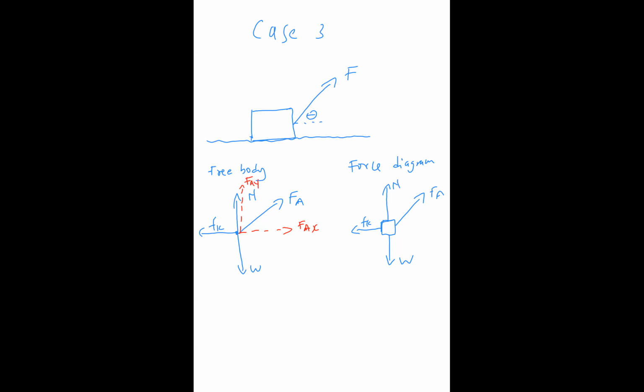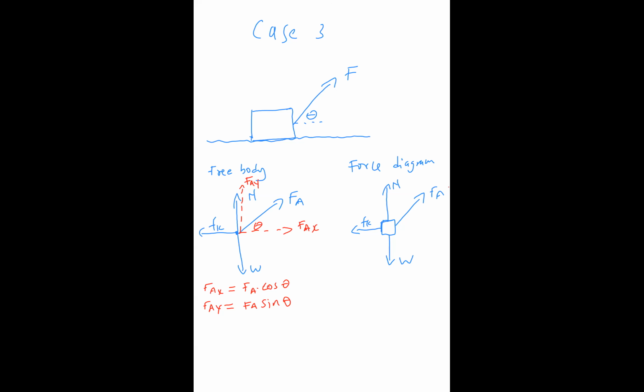So we know that FAX is defined by FA cos of theta, because it's the adjacent of our theta. Our theta must be here. And the FAY is defined by FA sine of theta, because it's the opposite of theta. FAY is the opposite of theta.